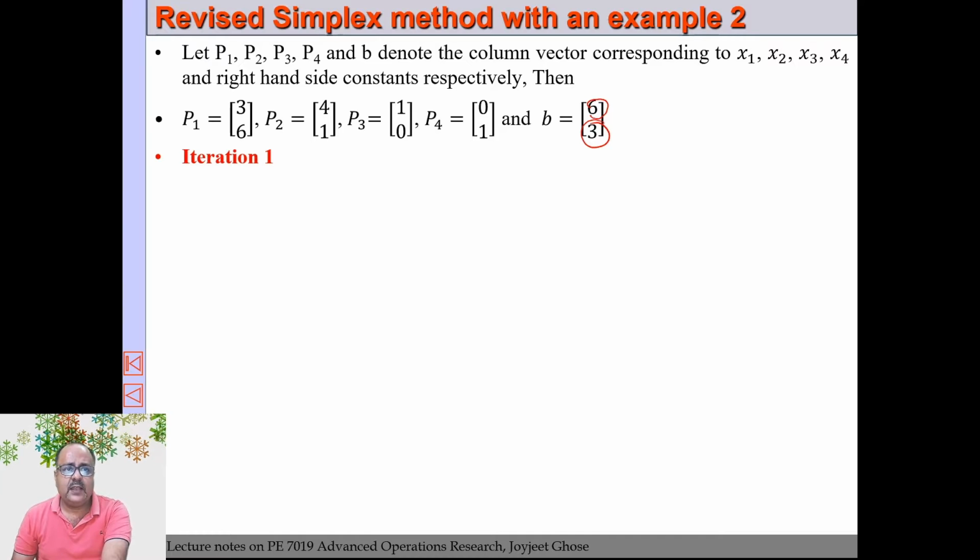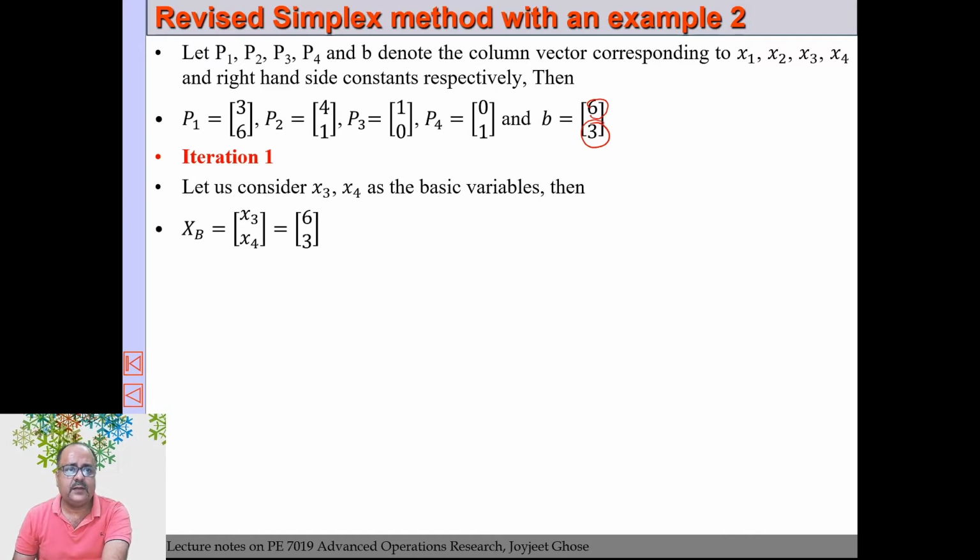Start with iteration 1, where x3 and x4 are the basic variables, and therefore xB is equal to the column matrix x3, x4, equal to 6, 3. That means x3 is equal to 6 and x4 is equal to 3. This is the solution with which we are starting, my initial basic feasible solution, and we'll check whether this is an optimal solution or not.